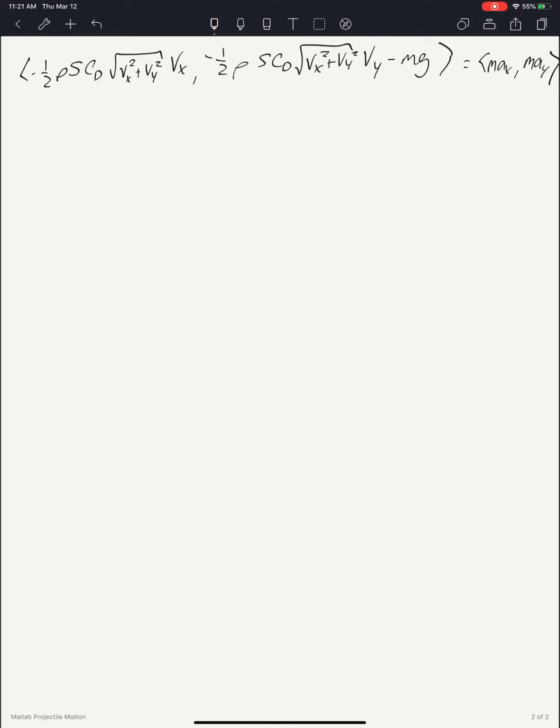This, believe it or not, is a differential equation, and it's a system of differential equations, in fact. You could say it's a vector differential equation. I'm going to say it's a system of scalar differential equations because that's what Matlab can actually solve.